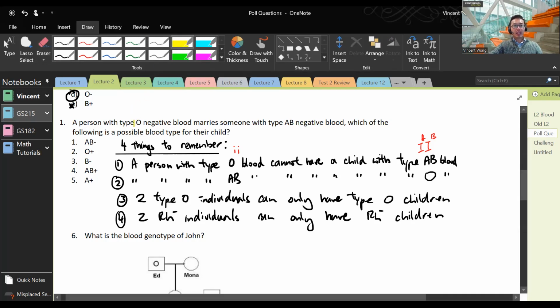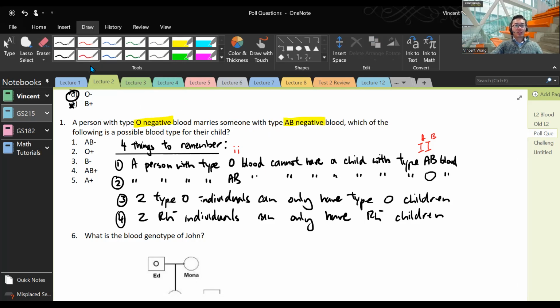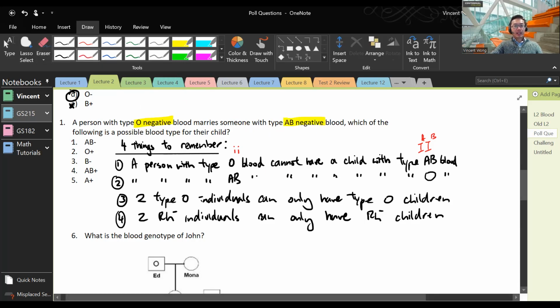Okay, we have an O negative, and then we have an AB negative person. So automatically, I know this is not the answer because type O people cannot have AB kids. Okay. What about AB? If you're AB, you are not going to be able to have type O kids.